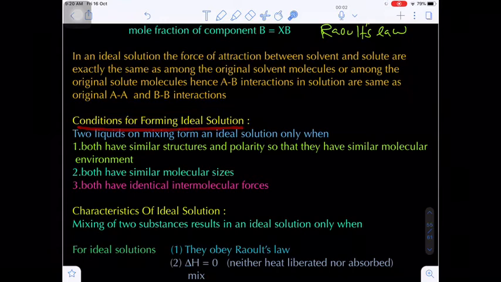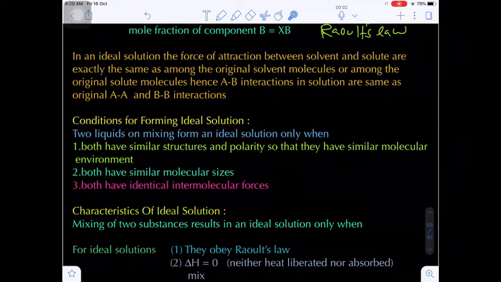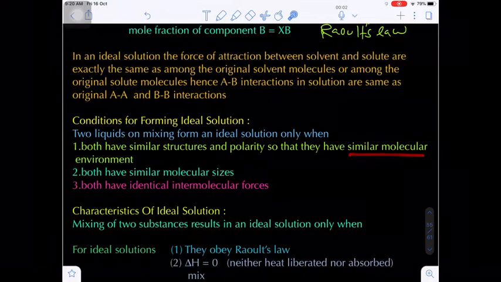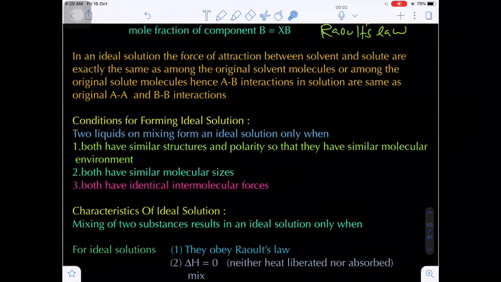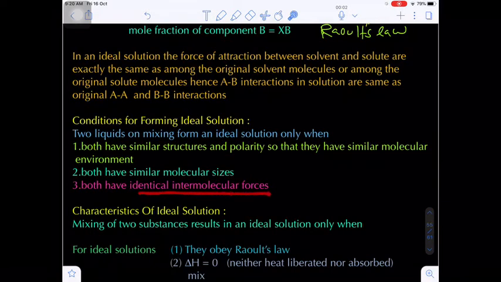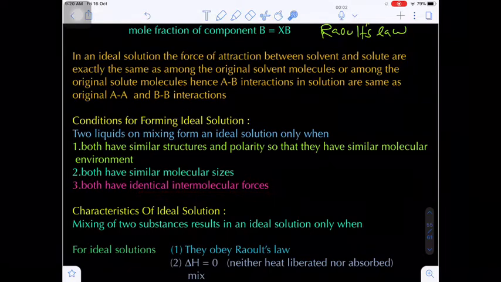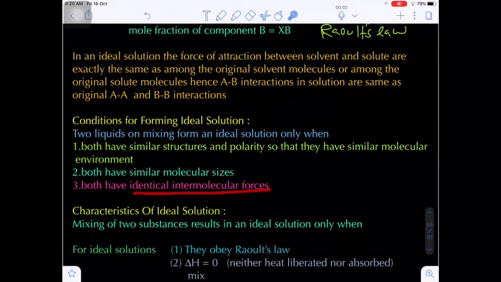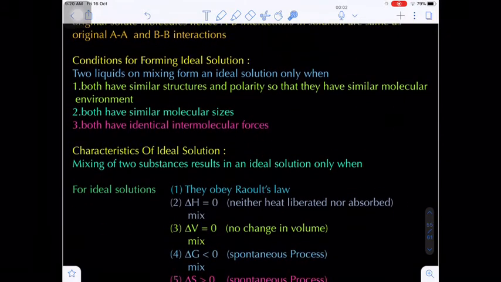Now what are the conditions for formation of an ideal solution? If two liquids are mixing to form an ideal solution, the primary condition is they must have similar structures and also polarity, so that they have a similar intermolecular environment. Number 2, similar molecular size, and number 3, the same identical intermolecular forces. So the first condition is similar structure and polarity. Second, both liquids should possess similar molecular size, and both liquids will have identical intermolecular forces.